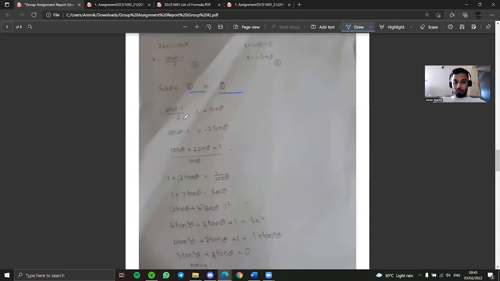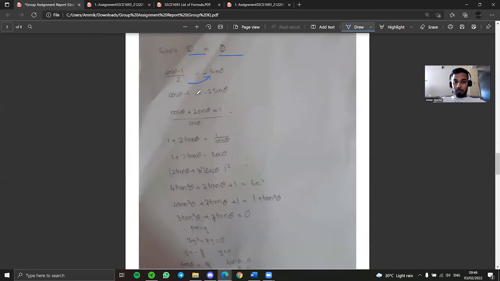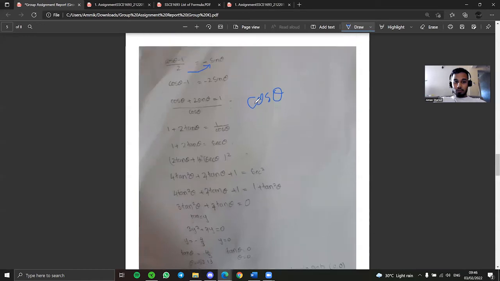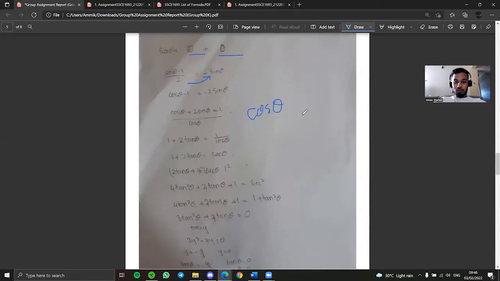We can bring the 2 to the other side and get cos theta minus 1 equals minus 2 sine theta. And we can divide the whole equation by cos theta and get minus 1 plus, and we get 1 plus 2 tan theta equals 1 over cos theta.